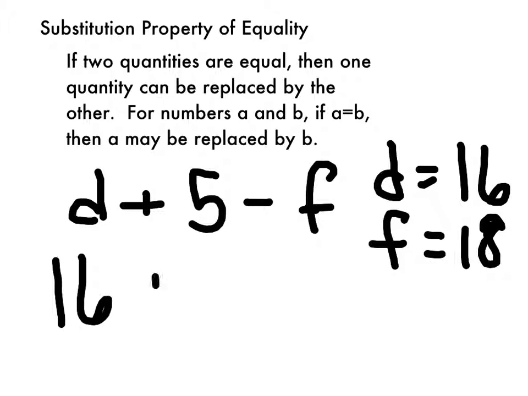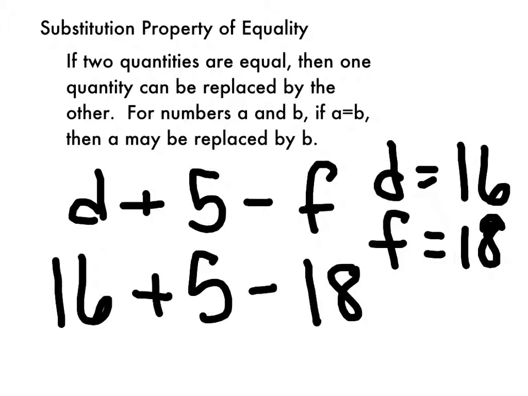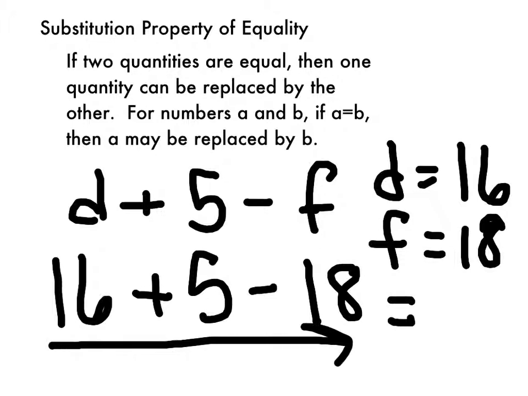So now I have 16 plus 5 minus F, and I substitute in the 18 for the F. So now it's 16 plus 5 minus 18. I do my order of operations, which means I add and subtract left to right, whichever comes first. So I have 16 plus 5 is 21, minus 18, and the answer is 3.